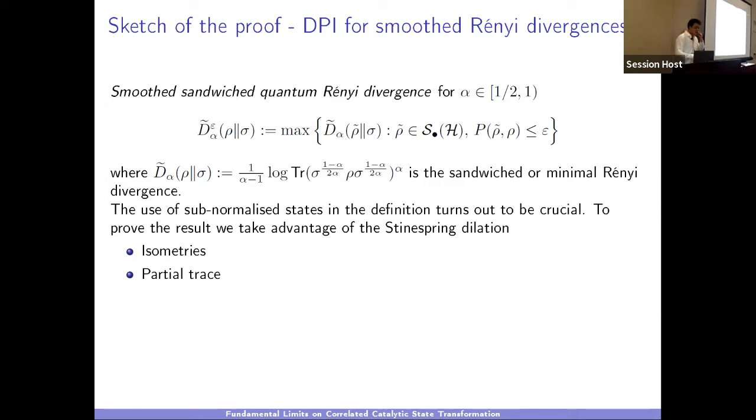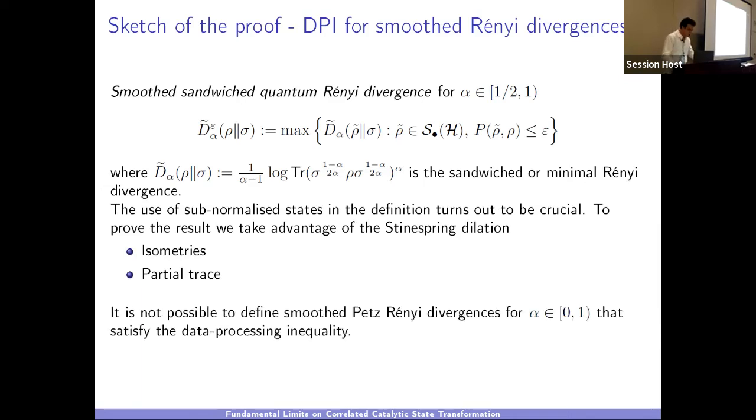And to prove the results, we take advantage of the Stinespring dilation. So first we prove it for isometries and then partial trace. For isometry, first we prove that the optimizer in the output state we can restrict to the support of the image of the isometry, and then we construct the relative pre-image on the input state. And basically we use data processing of just the sandwiched Rényi divergence. And then for partial trace, we use that if you have states that are epsilon close in the composite space, we can still find states with those marginals that are still epsilon close.